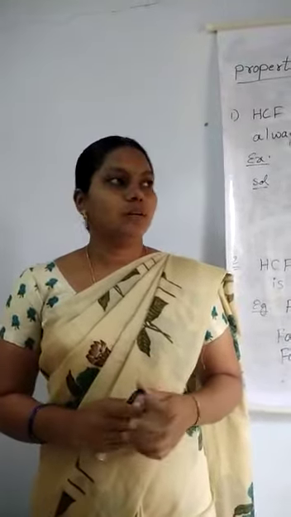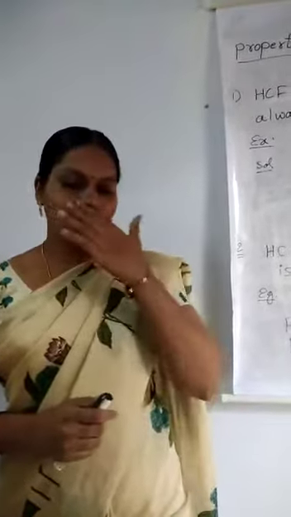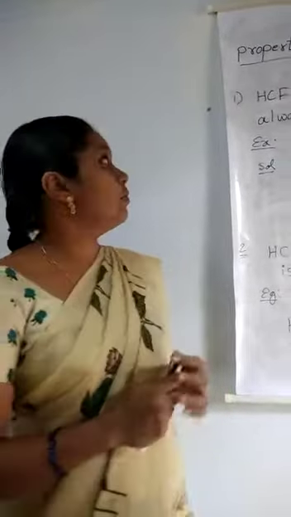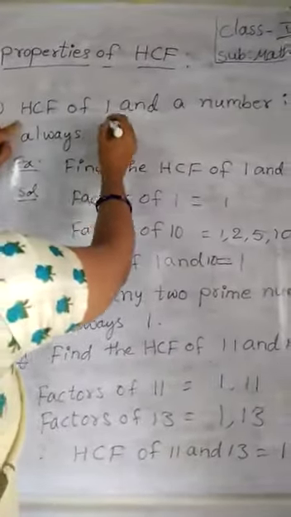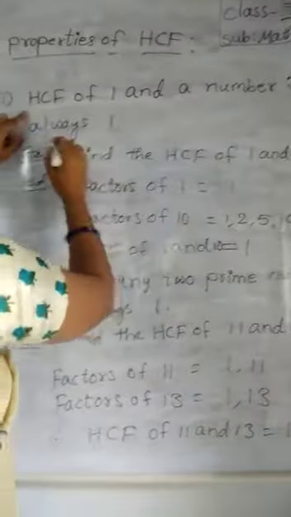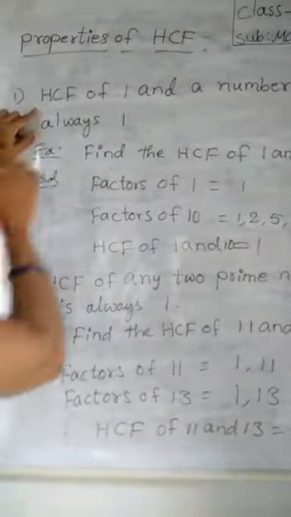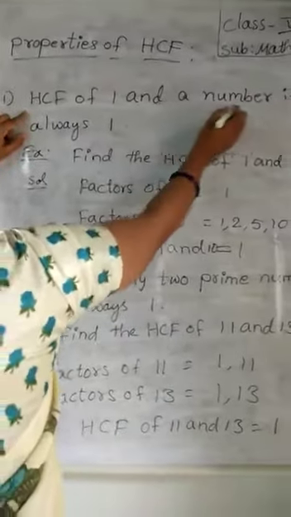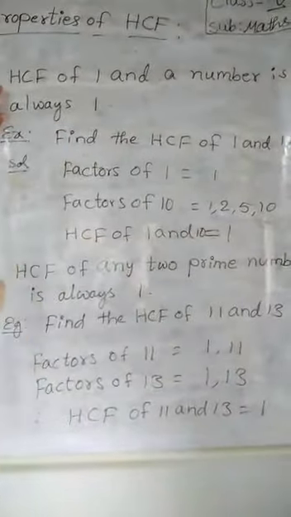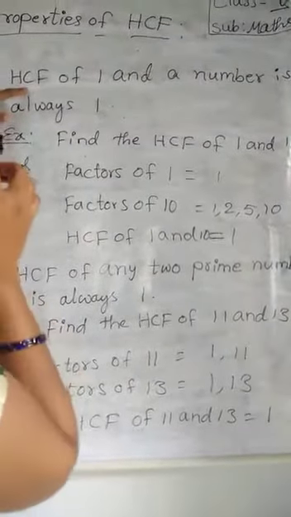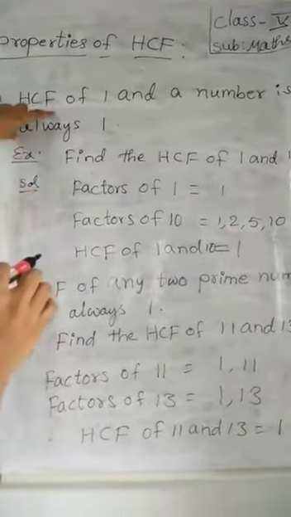Okay. Today we will see the properties of HCF. The first one is: HCF of 1 and a number is always 1. HCF means what? Highest common factor.